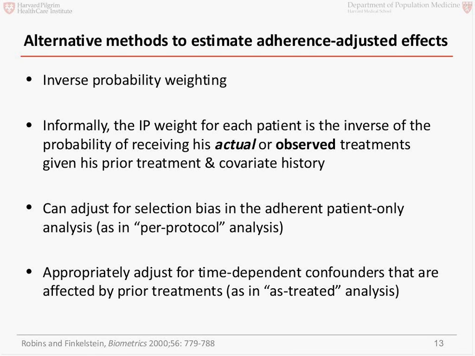Informally, the inverse probability weight, or the IP weight, for each patient is the inverse of the probability of receiving his actual observed treatment given his prior treatment and covariate histories. The IPW approach has been shown to be able to adjust for selection bias that arises from the per-protocol analysis that includes only adherent patients, under certain assumptions. We are going to talk about the assumptions at the end of this presentation.